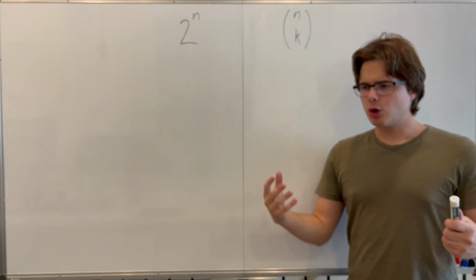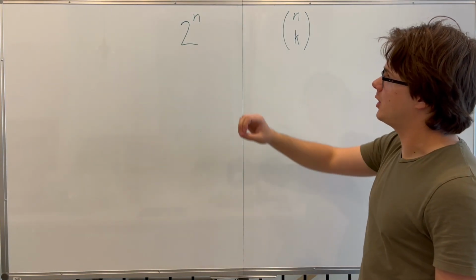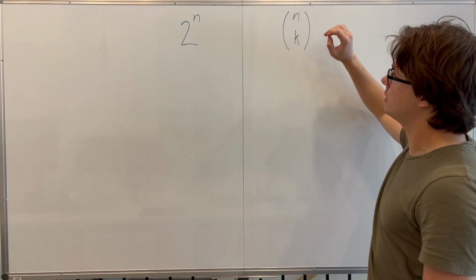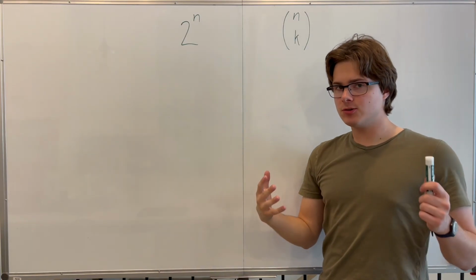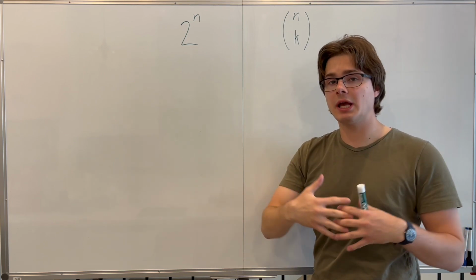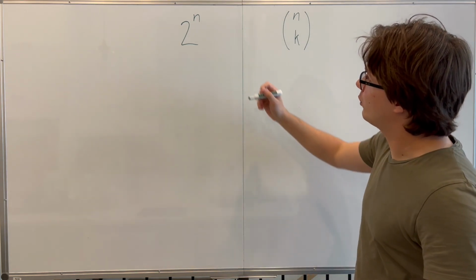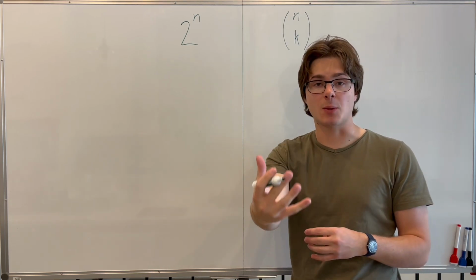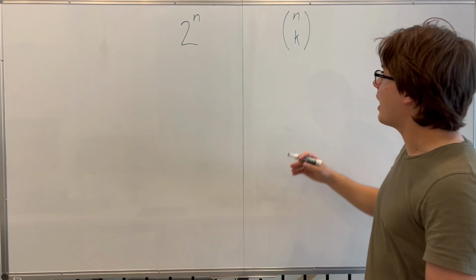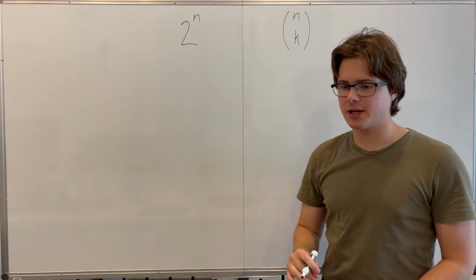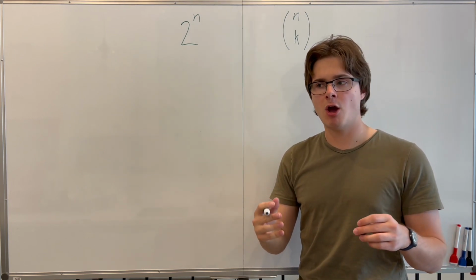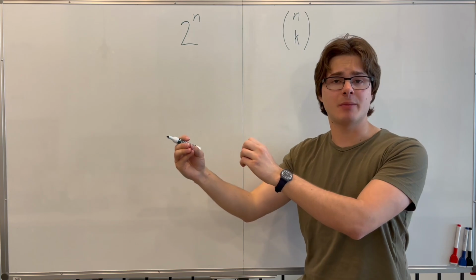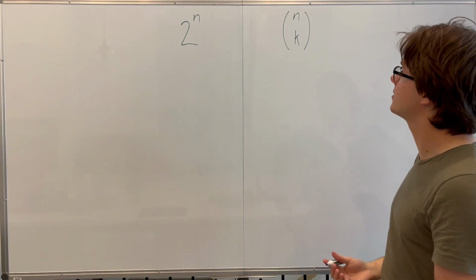Okay, so far we have two types of notation. We have 2 to the power of n, and we have n choose k. Now these notations are actually somewhat related to each other. So far we've used this notation to count how many total subsets there are in a set, and we've used this notation to count how many subsets of a specific size, or how many subsets have a certain amount of elements, from a set.